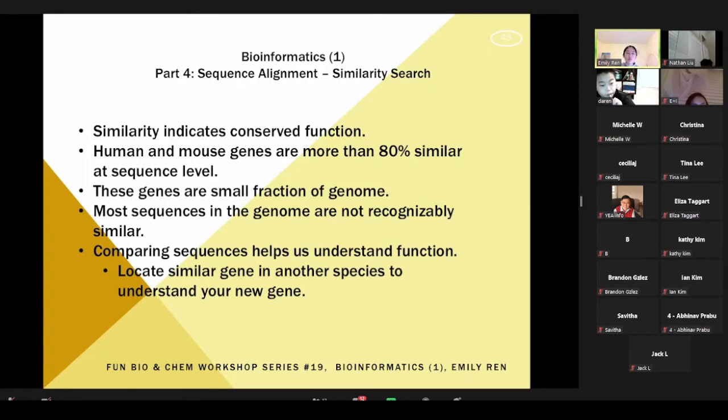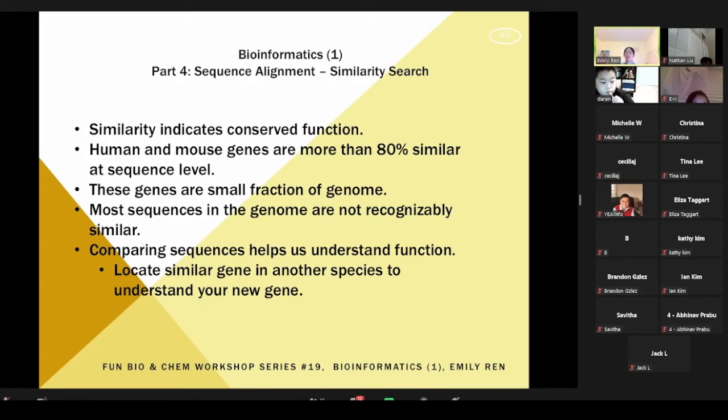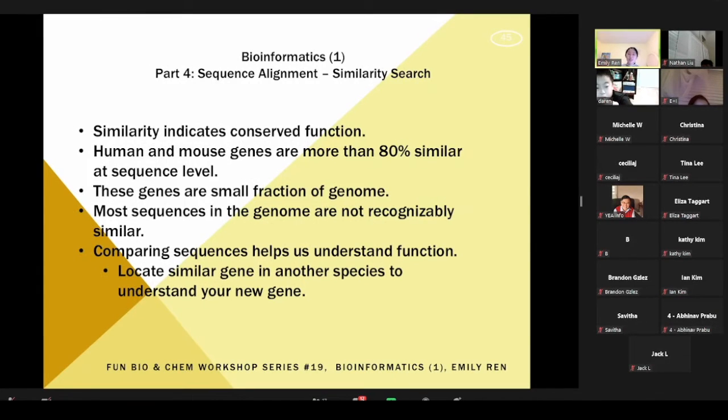Does anyone know what conserved function means? This one's a bit difficult. So conserved function? Maybe it's a function that's conserved for a special purpose? Yes, that's correct. Good job, you got 1 point.